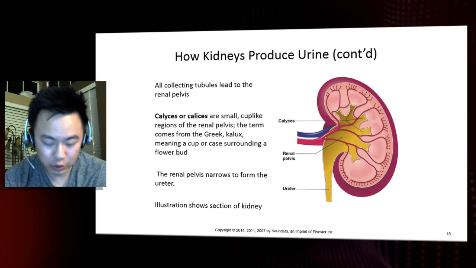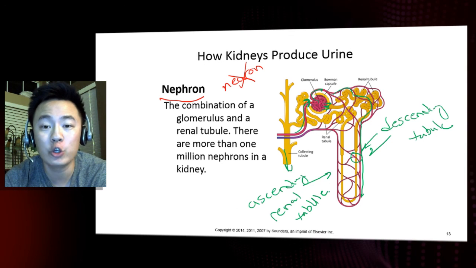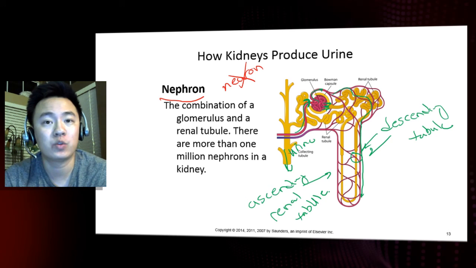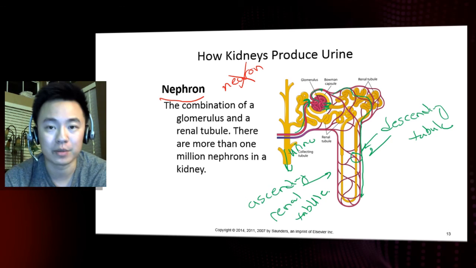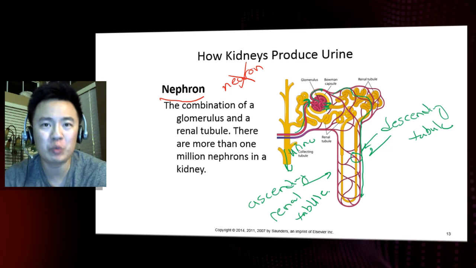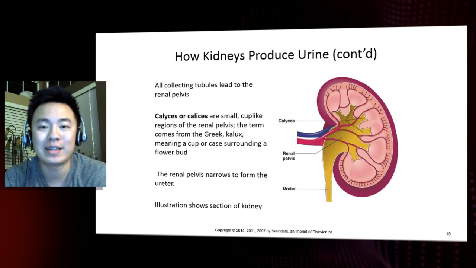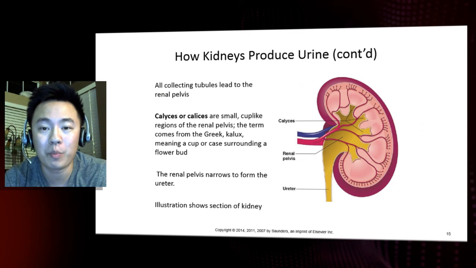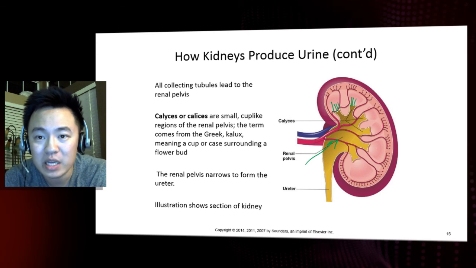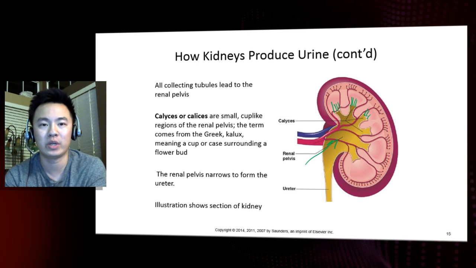Now, as you can see here in the earlier slide, we have a collecting tubule where urine will then travel and make its way toward the urinary bladder. But imagine you have millions and millions of these collecting tubules. They all have to congregate and collect somewhere. So you can see here we have the renal pelvis, where we have tons of those little mini collecting tubules that come together and start to bring that urine together.